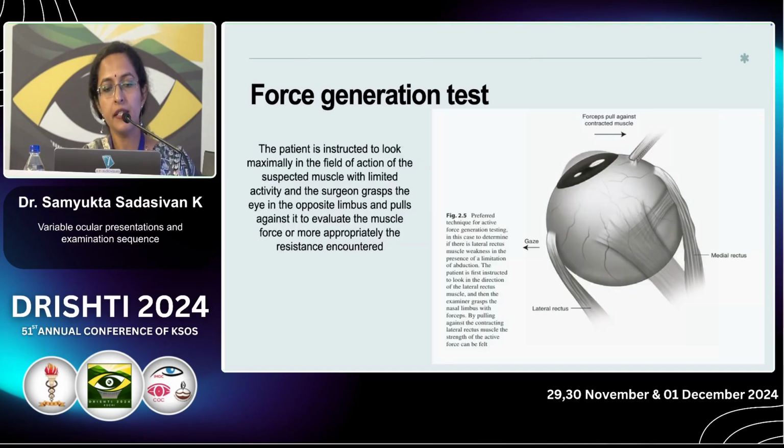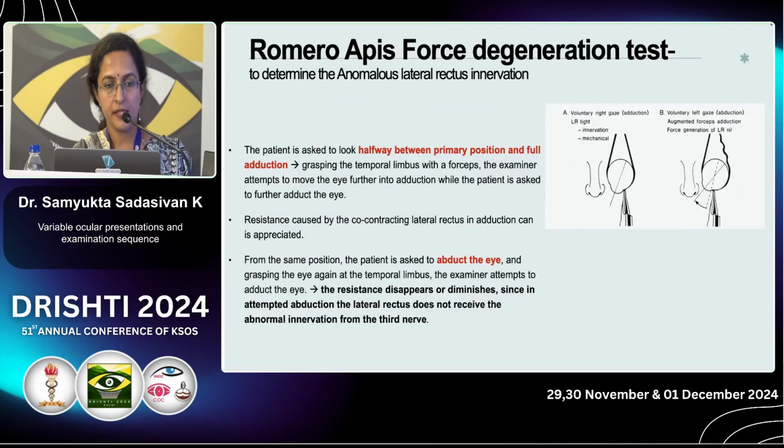Force generation test: here the patient is instructed to look maximally in the field of action of the suspected muscle, and here the surgeon grasps the eye in the opposite limbus, pulls against it to evaluate the muscle force, or more appropriately the encountered resistance. Now, this is one specific test which is described specifically for DRS, Romero-Apis force degeneration test. We do not do it in every case. This has to be done whenever you want to differentiate, when some clarity regarding the differentials is required.